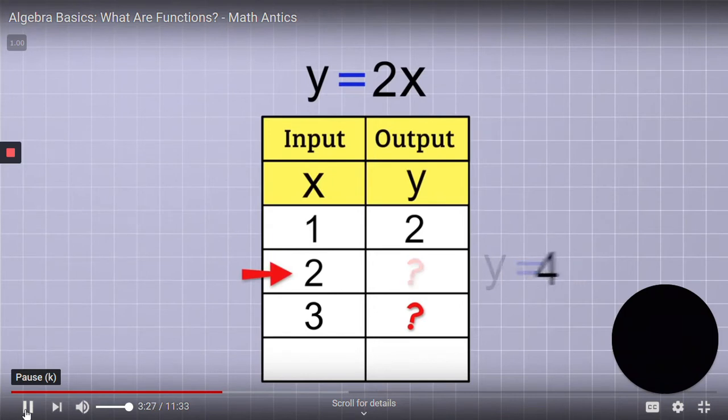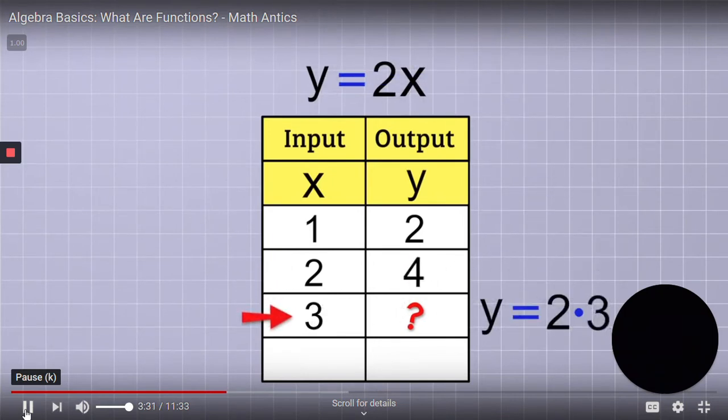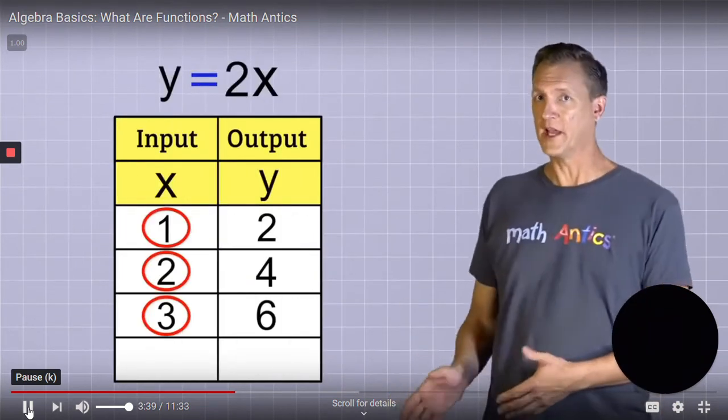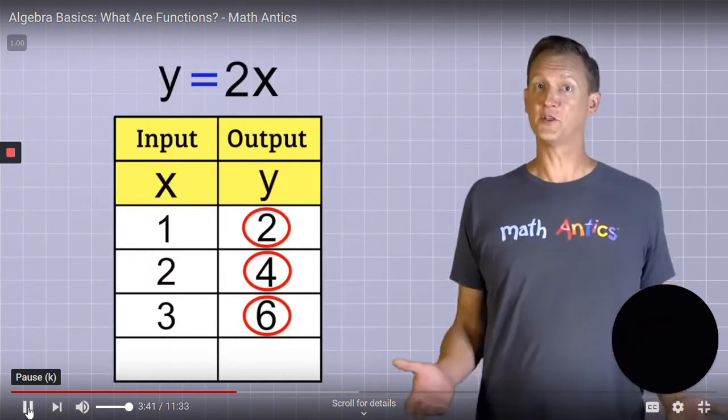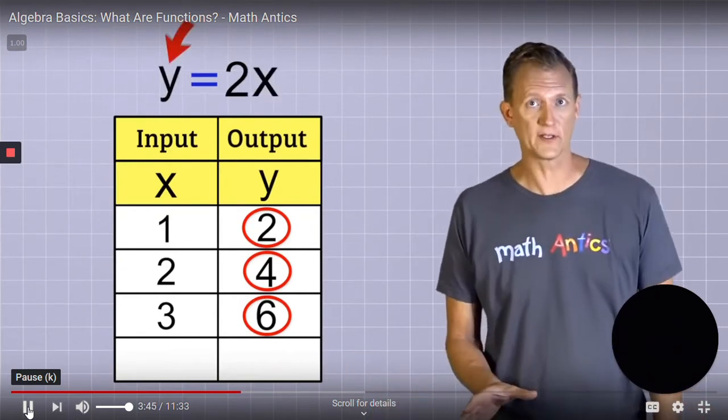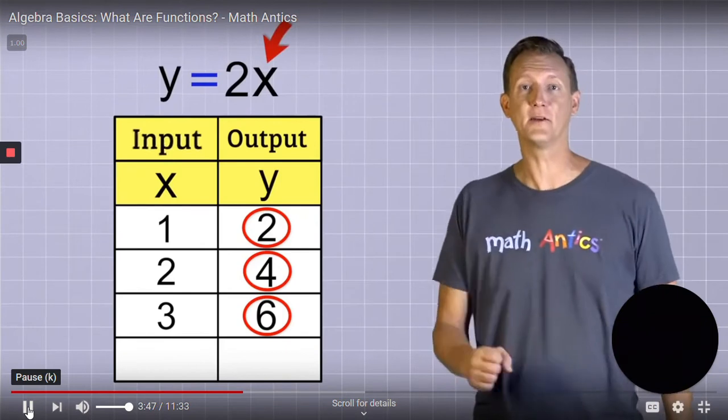So the output value is 4. And last, if we input the value 3 into our function, we get y equals 2 times 3, which means y equals 6. So the output value is 6. See the pattern? For each input value, the output value is twice as big, which is what we would expect because the original equation says that y, the output, is equal to 2 times x, the input.